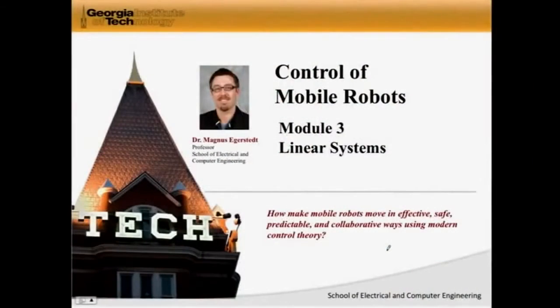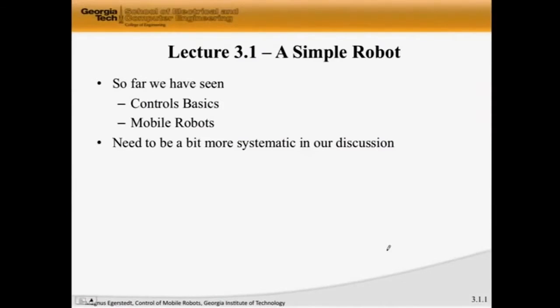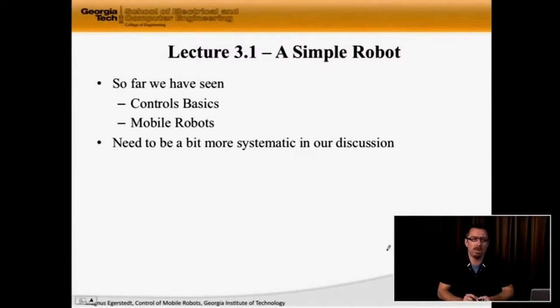What we're going to do in this module is try to be a little bit more systematic in how we think about our design choices and how we actually model the systems that we're dealing with. So far in Module 1, we did some basic control theory. We developed PID regulators. We could do some rather elegant things, but we really didn't know why anything worked.